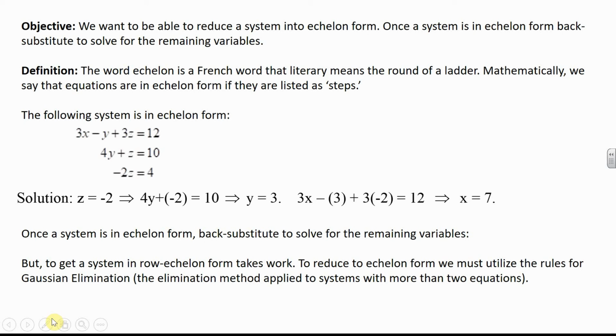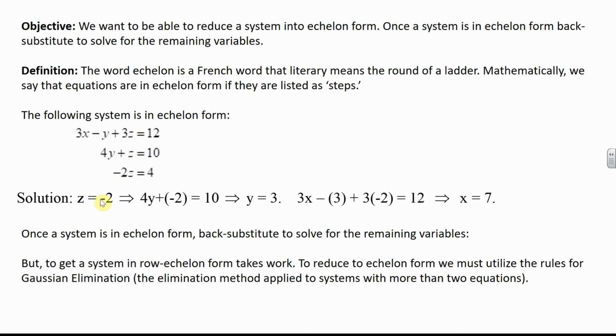What does that mean? I want to be able to reduce the three equations, three unknowns, down to where I have one equation with one unknown, another equation with two unknowns, and then the third equation with three unknowns. Because the idea is, if I get it like this, then I can look at that bottom equation and solve for z. So I take negative 2z equal to 4, and I get z equal to negative 2.